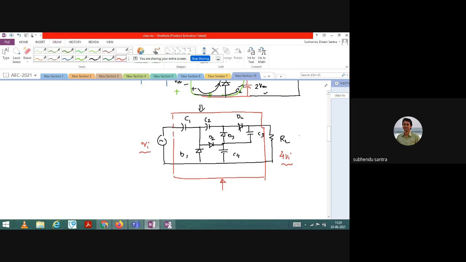So it is possible. Using this diode capacitor network, a very fundamental network, you can actually increase the input voltage from Vi to N Vi, where N is the level of how much voltage you want to lift. Is that clear to you? You understand? Is it clear?